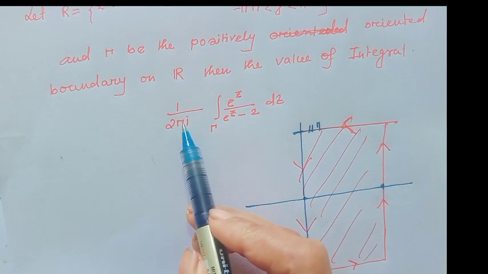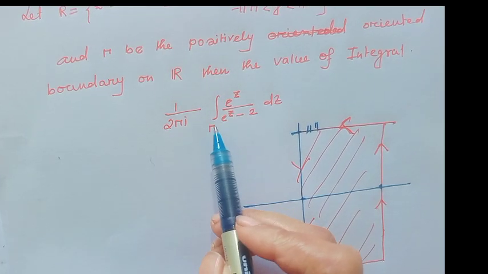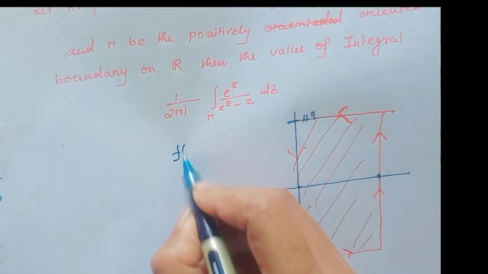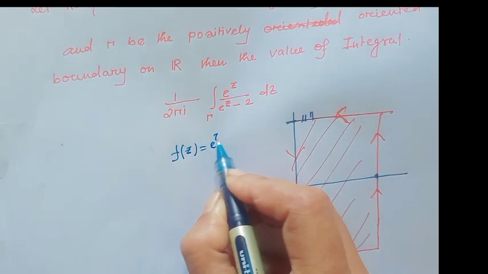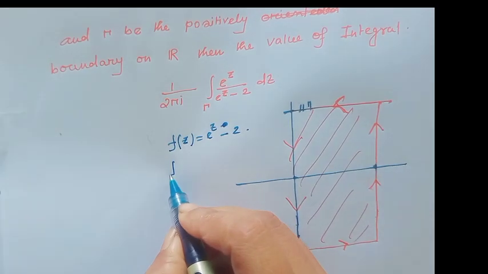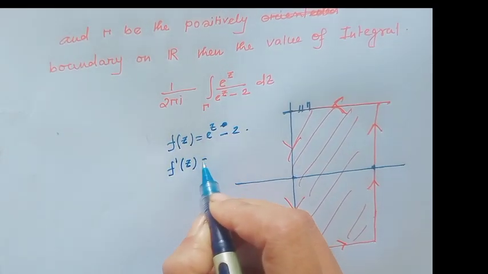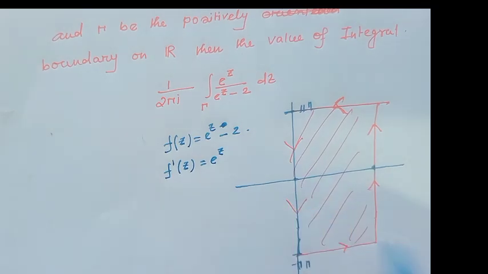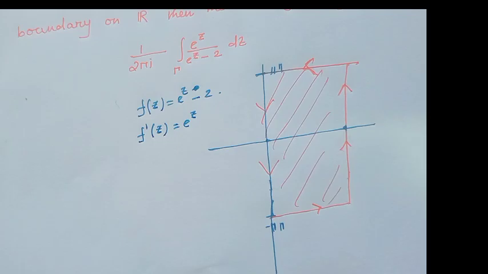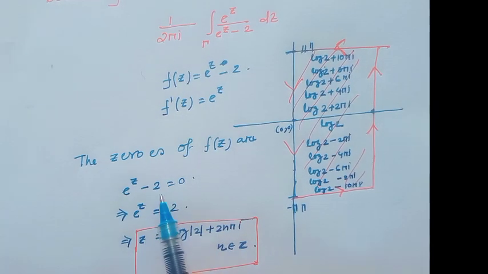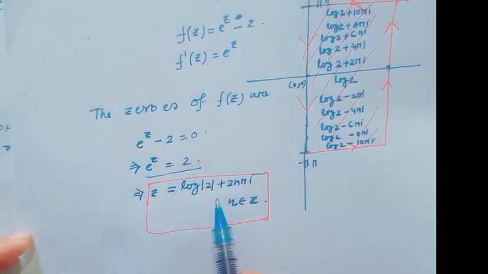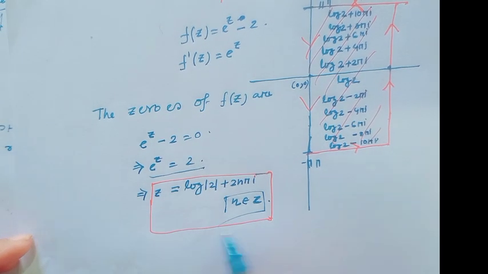And the value of the integral is 1 over 2 pi i on this region gamma of e to the power z over e to the power z minus 2. Here f(z) equals e to the power z minus 2. Therefore f prime(z) equals e to the power z. That means the argument principle is used here. The zeros of f(z): e to the power z minus 2 equal to 0, that implies e to the power z equal to 2, that implies z equal to log 2 plus 2n pi i, where n belongs to integers.